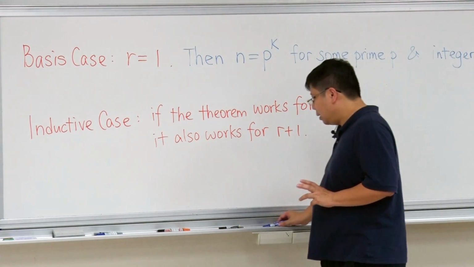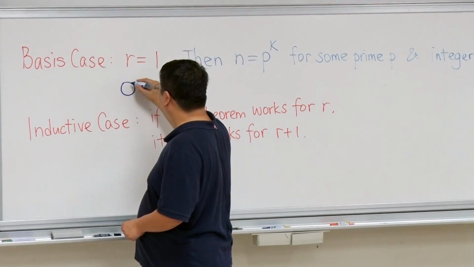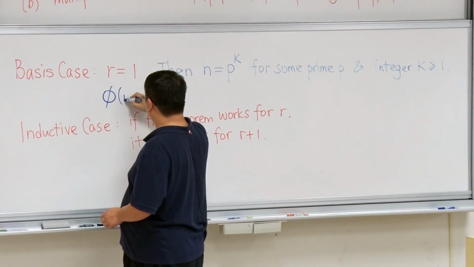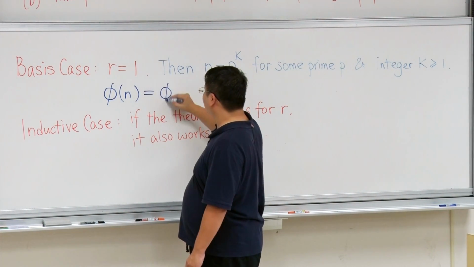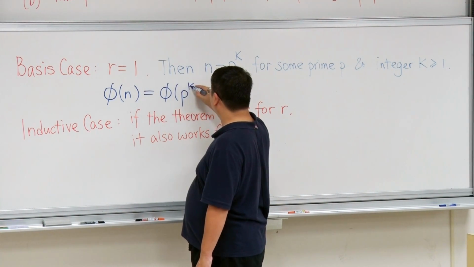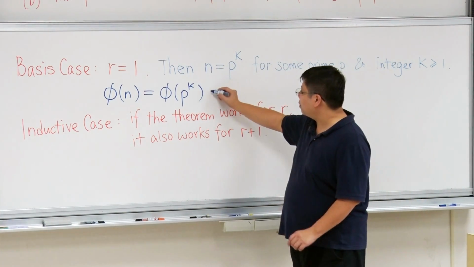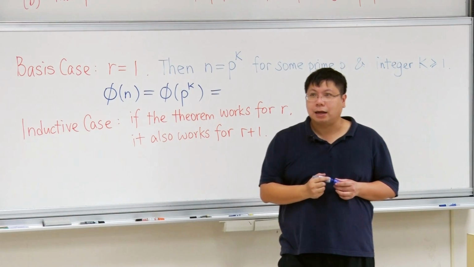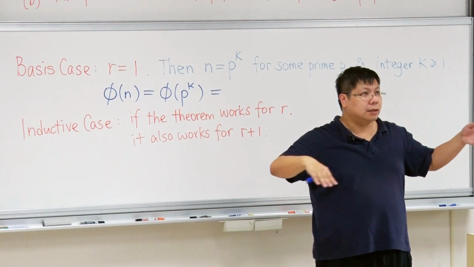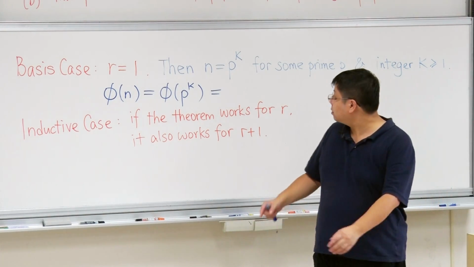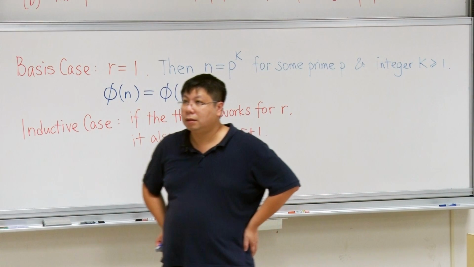Okay, now here we want to look at what? We want to look at phi of n, right? And phi of n is equal to, because n is equal to p to the power k, phi of p to the power k, right? And then remember, what is phi? Phi is asking how many numbers from 1 to p to the power k are coprime with p to the power k.